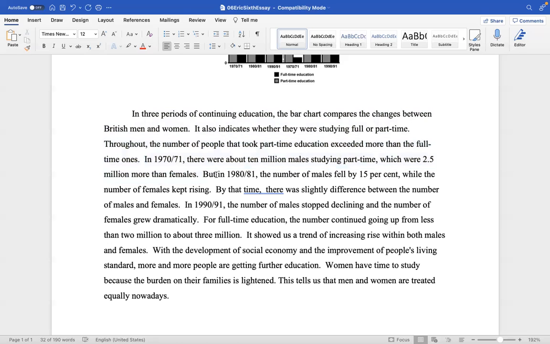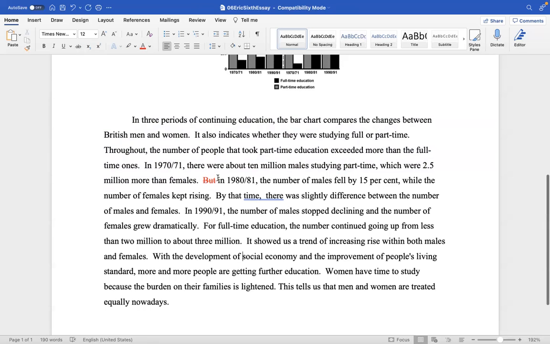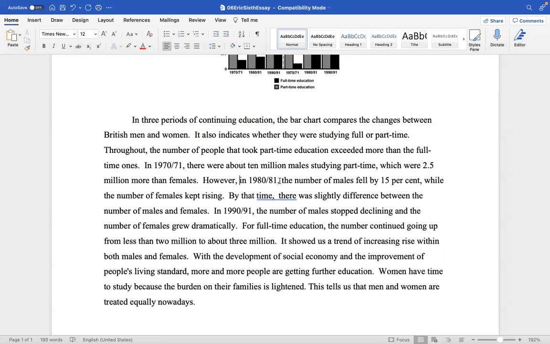But, generally, you do not start a sentence with "but." So what would be another word for "but," Eric? However. Yes, perfect, exactly. So, "however, in 1981," then you don't need this comma. "However, in 1980 to 1981, the number of males fell by 15%."